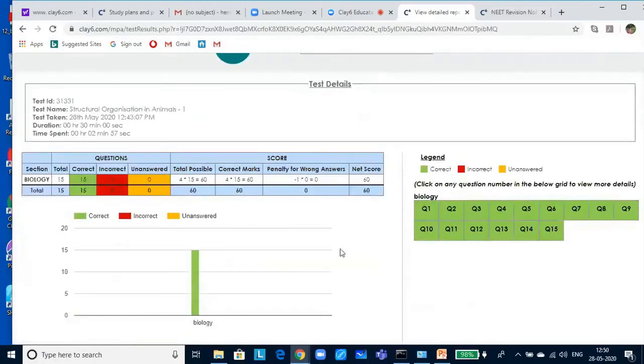So all the answers are correct. So if you see, this is the legend. If everything is in green, it means all the answers are correct. If you see a red color tile, that means it's an incorrect answer. And when you go and click on that, it will show your answer and also the correct answer, with the explanation, so it will be easier for you to understand your mistake.